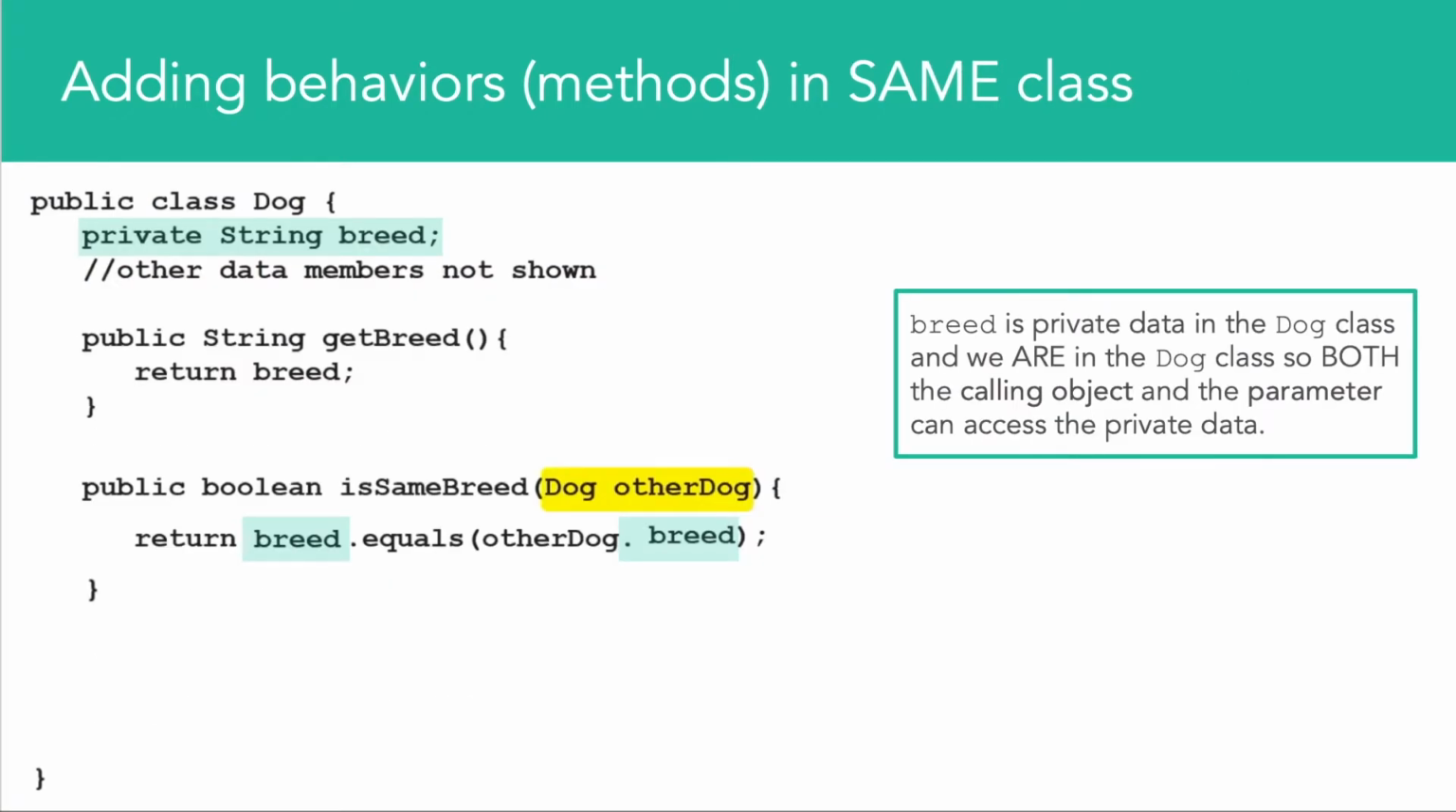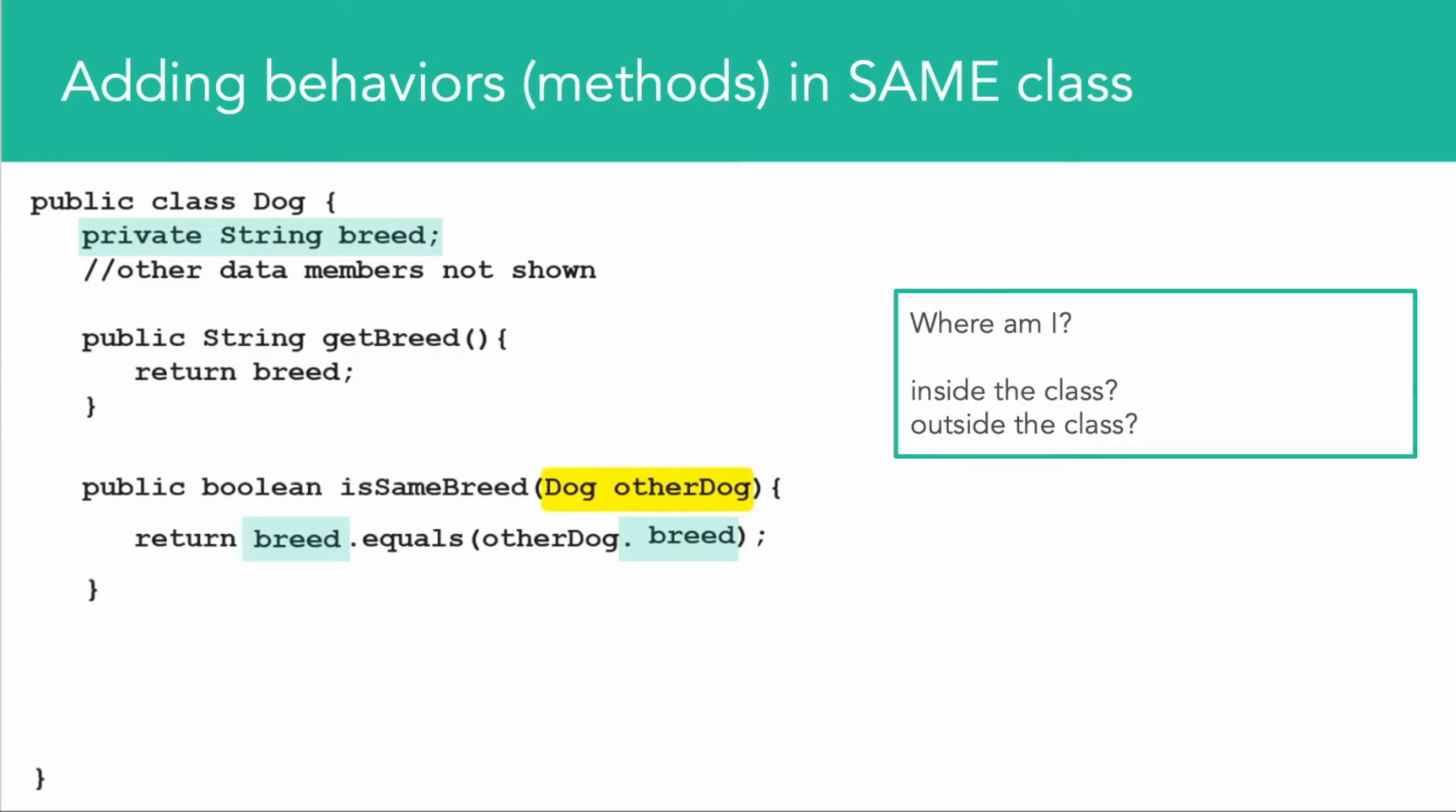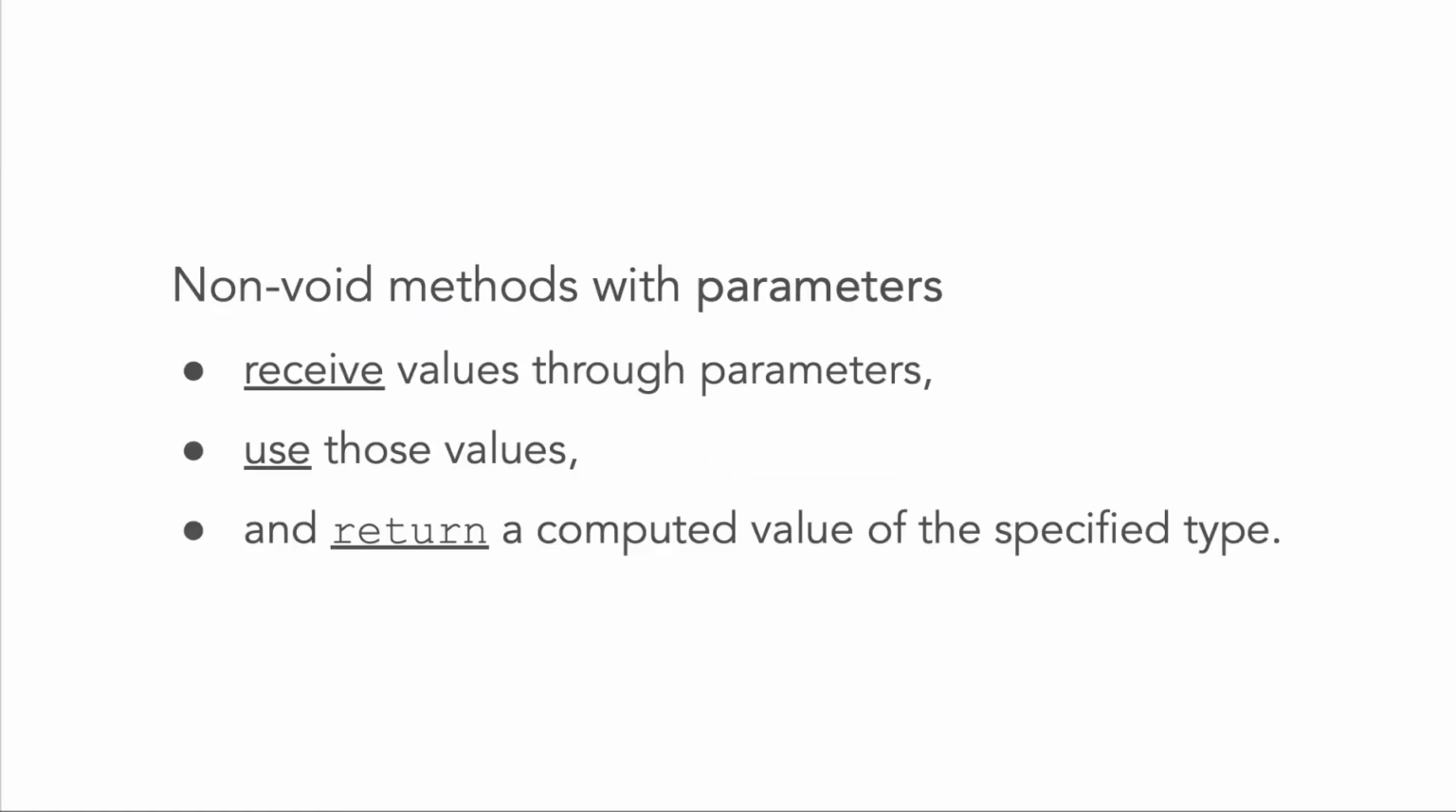What if we decided to write this method in the same class as the Dog class? Even though breed is private data in the Dog class, we can access it directly as we are in the Dog class. So both the calling object and the parameter can access the private data. A great question to ask ourselves as we trace code is, where are we? Am I in the class that gives me direct access to private instance variables, or am I outside the class that will require the use of an accessor or mutator method? Non-void methods with parameters receive values through parameters, use those values, and return a computed value of that specified type.